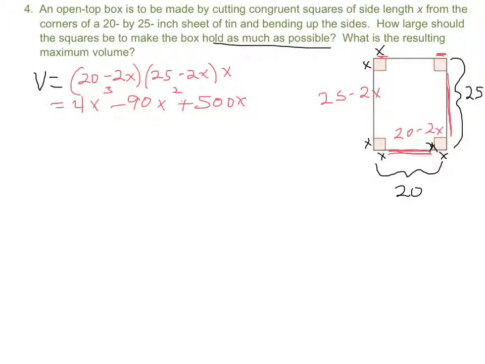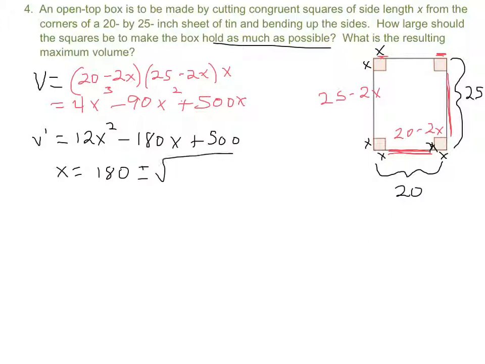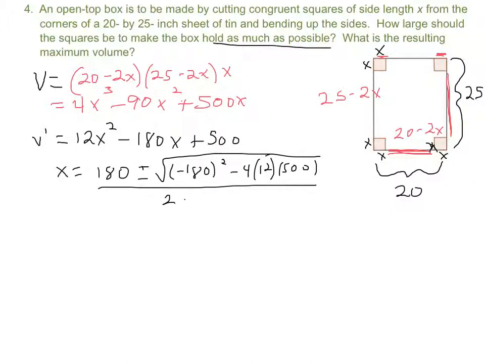In order to maximize this, we take the derivative. So v prime is going to be 12x squared minus 180x plus 500. This does not factor, so we use our wonderful quadratic formula that we love so much. So it's going to be 180 plus or minus the square root of negative 180 squared minus 4 times 12 times 500, all of that over 2 times 12.